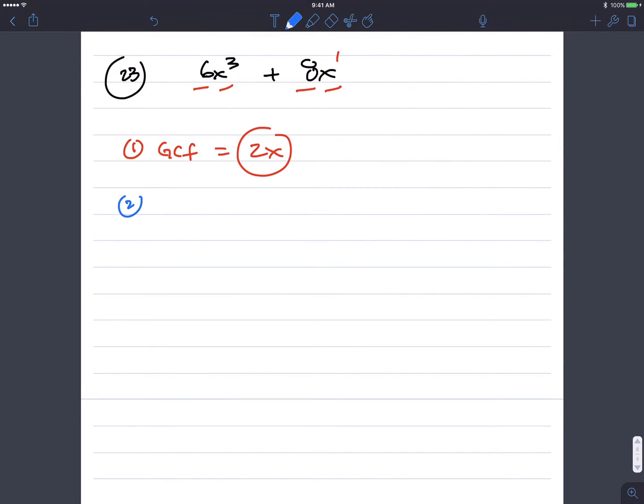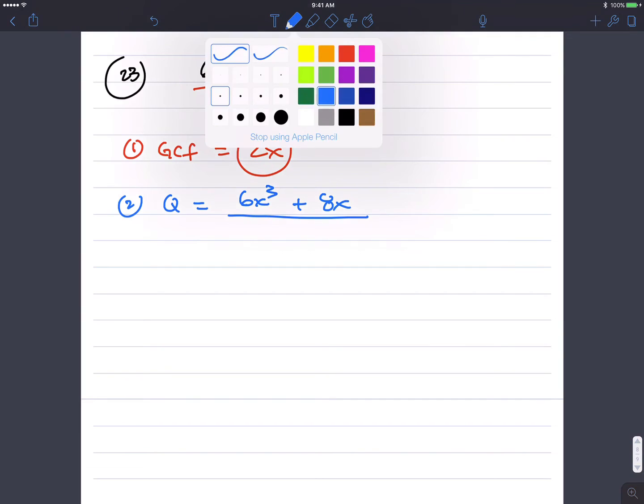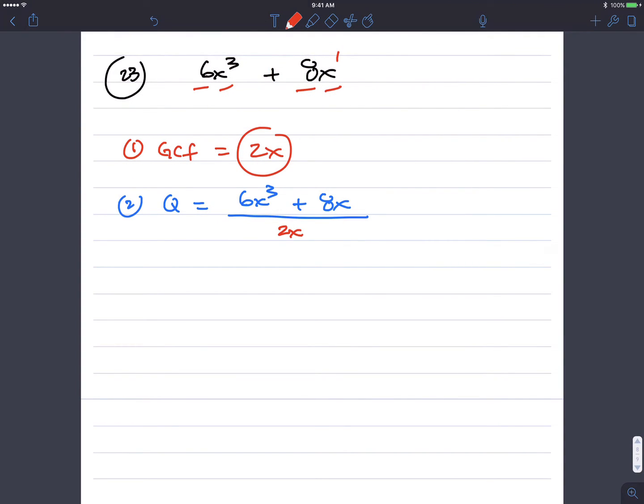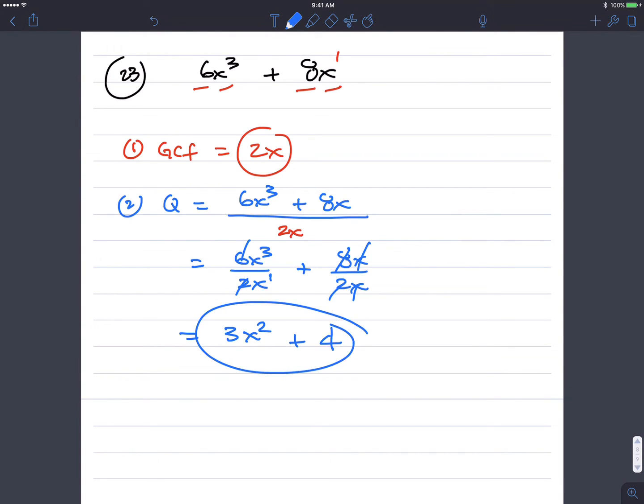Caught me napping. 6x cubed plus 8x divided by my GCF, the 2x. So here we go. We're going to get 6x cubed divided by 2x plus 8x divided by 2x. So what's this quotient? What's 6 divided by 2? Okay, x cubed divided by x to the first, x squared. Good. 8 divided by 2 is 4. My x's are gone. Here's my quotient.